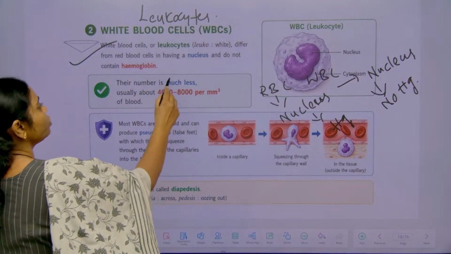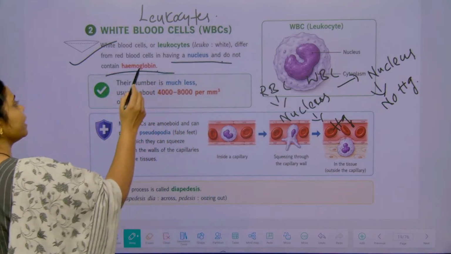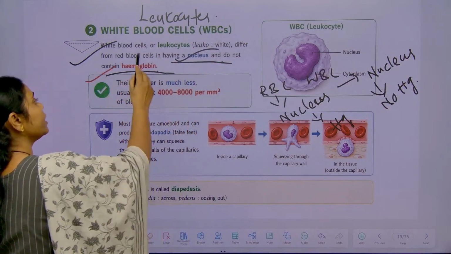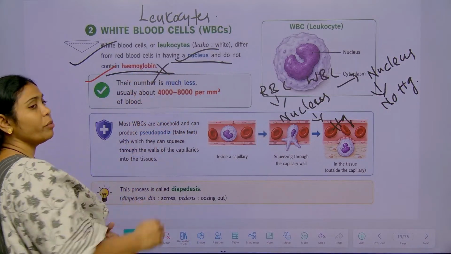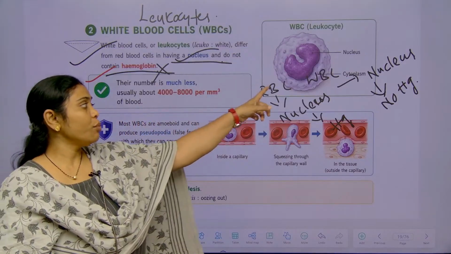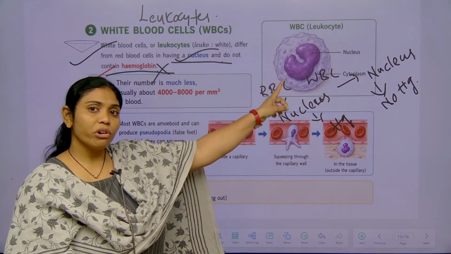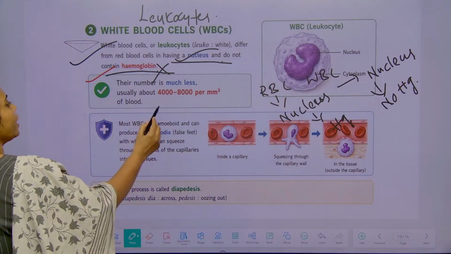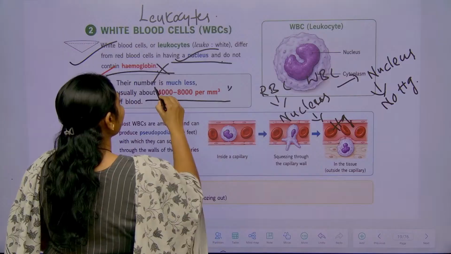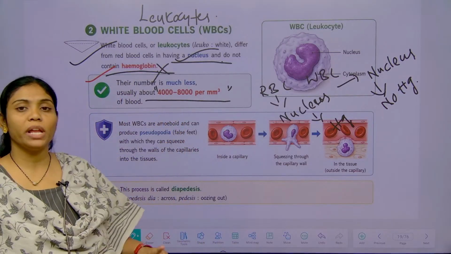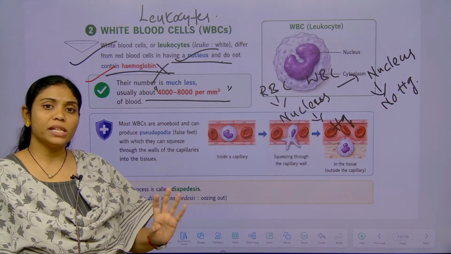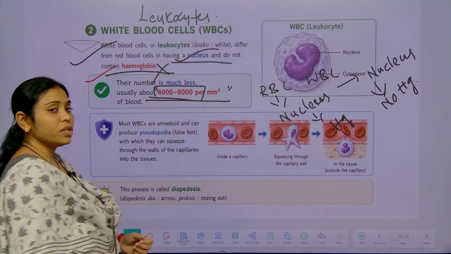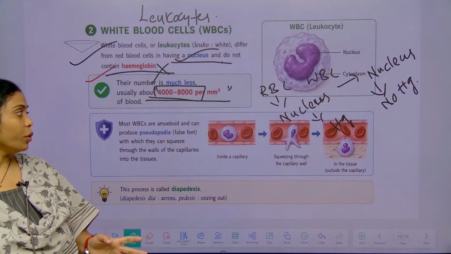So, WBCs do have a nucleus and they do not have hemoglobin. That is why, lacking hemoglobin, these leukocytes are colorless or white in color. And what is the number of WBC? Compared to RBC, the WBC number is very less, that is 4000 to 8000 per cubic millimeter only. Clear?